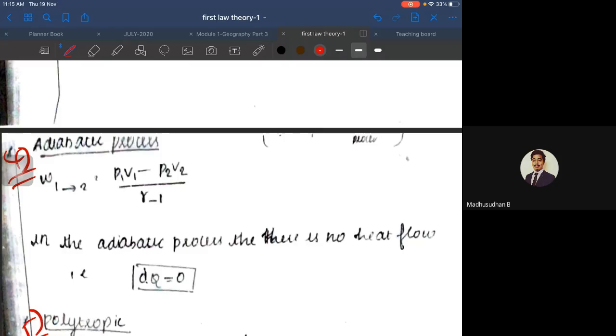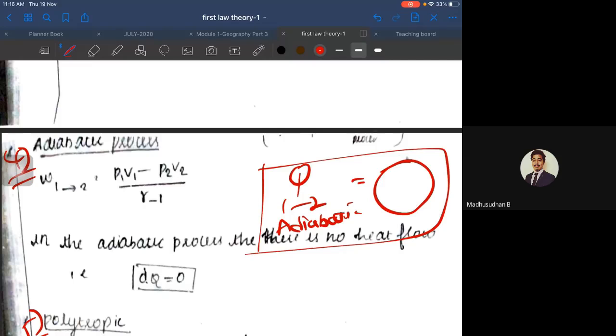Adiabatic process is a process where, for the curve 1 to 2 which is adiabatic, if you want to calculate Q, you can just straight away put 0 for that. Why? Because heat flow for an adiabatic process is 0. Name the process where the workflow is 0. Isochoric. Name the process where the heat flow is 0. Adiabatic. Very good.